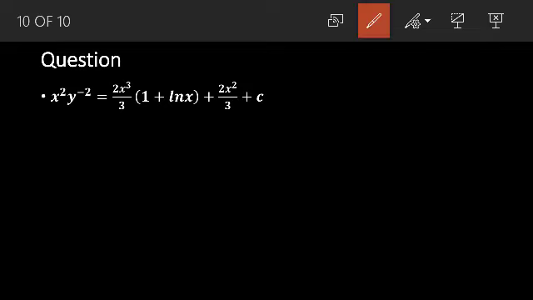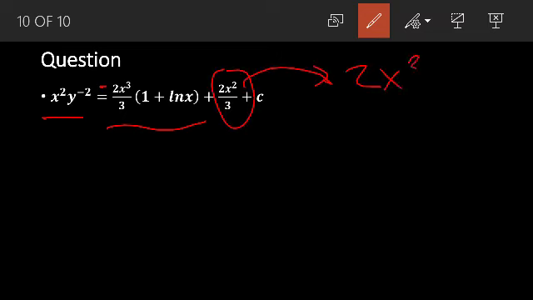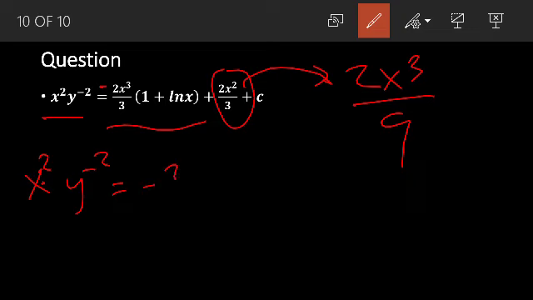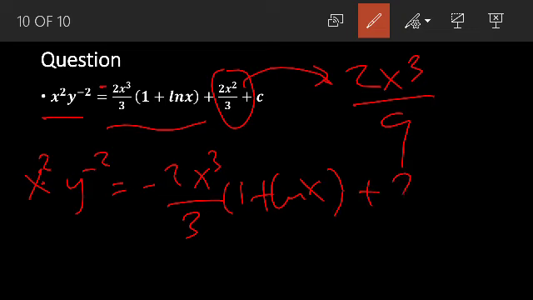When we substitute v to be y raised to the power minus 2, then here is minus 2x cubed over 3, 1 plus ln x. Then here, like we just corrected, is 2x cubed all over 9. So that means we can write the answer as x squared y to the power minus 2 equal to minus 2x cubed over 3 into 1 plus ln x, then plus 2x cubed all over 9, then plus c.